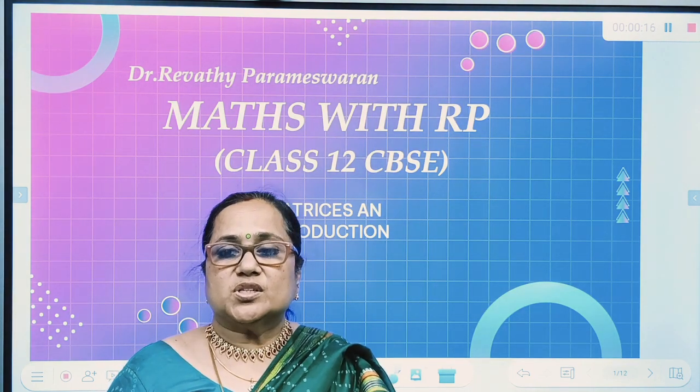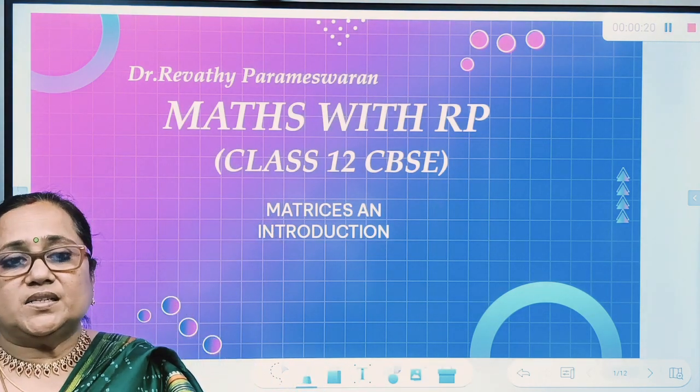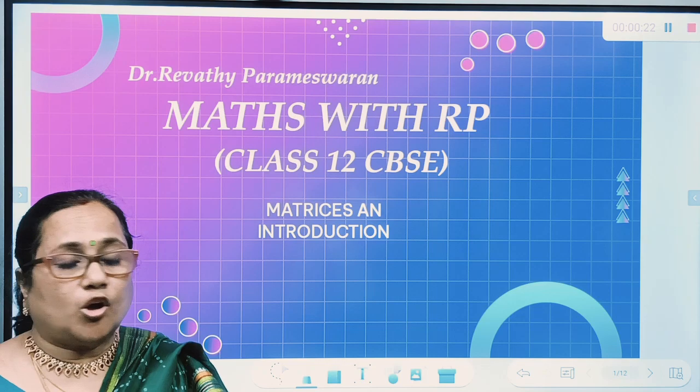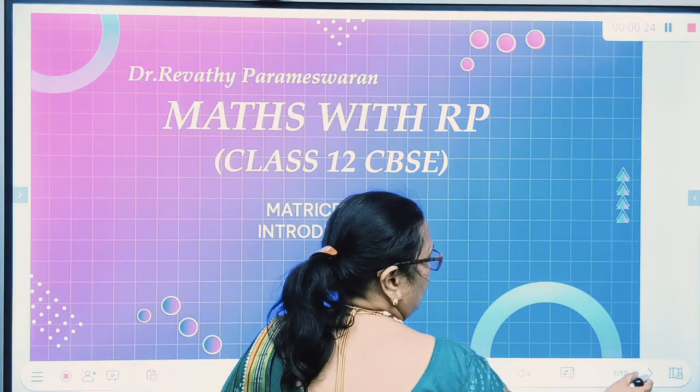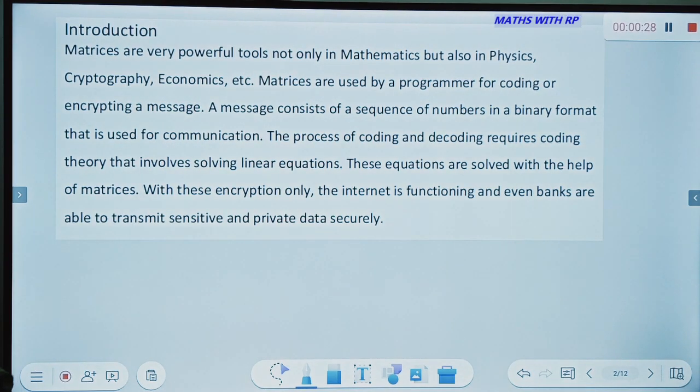Today we are going to see an introduction to the topic matrices and determinants, an extremely important topic in algebra. Matrices are a very powerful tool which is useful not only in mathematics, it is also used in physics, cryptography, economics, etc. They are used by a programmer for coding or encrypting a message.